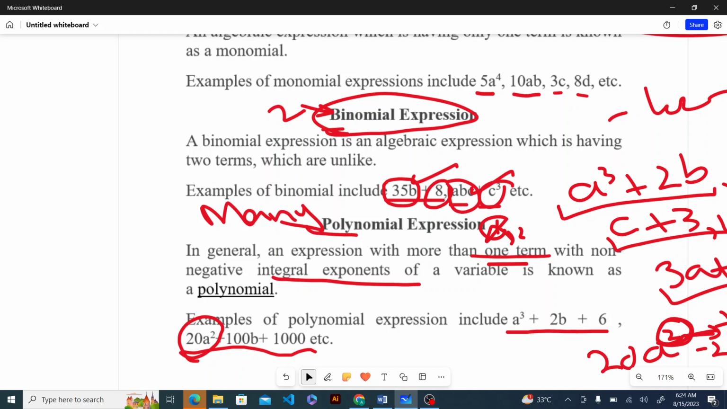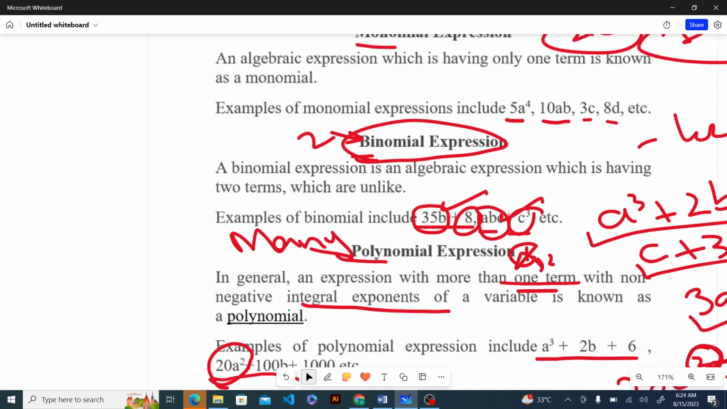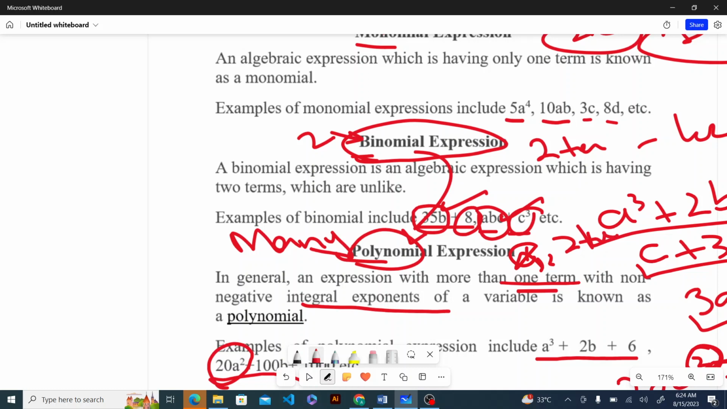And in polynomial, binomial is also included. Okay, why? Because in binomial there are two terms, and in polynomial there can be more than one term, means two terms are also included in it. So binomial is also included in polynomial. Okay, so I hope you have got the idea of types of algebraic expressions.